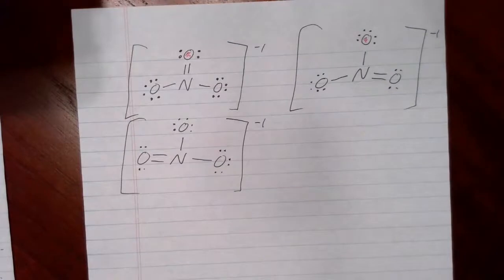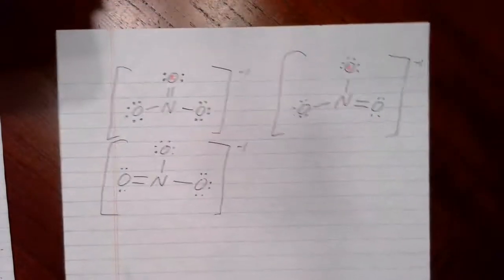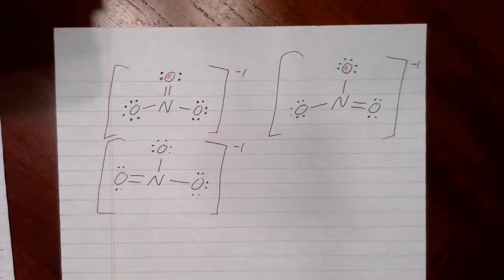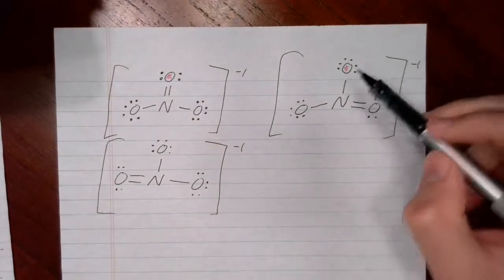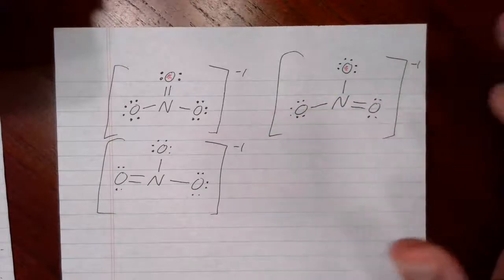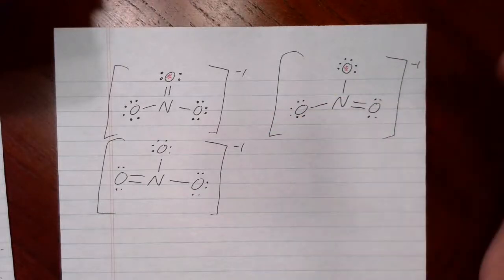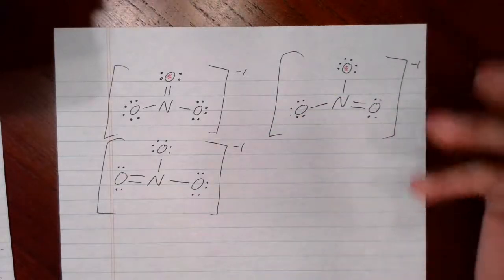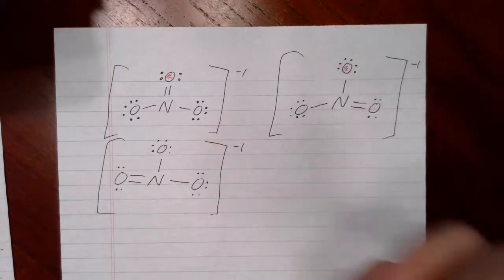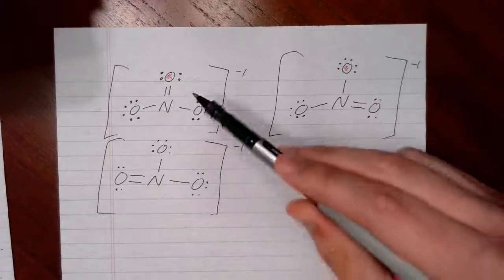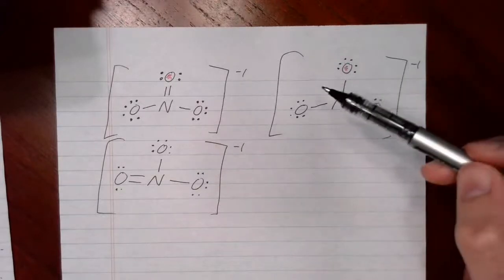Okay, so this is what we call resonance. So resonance is the idea that when you have a Lewis structure like this, where electrons can be in different places on different atoms and each give a completely valid Lewis structure, then the actual Lewis structure is some combination, okay, of all the contributing Lewis structures.